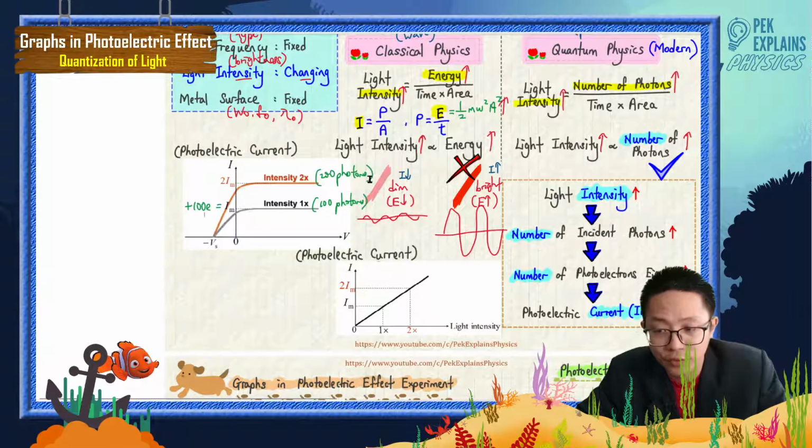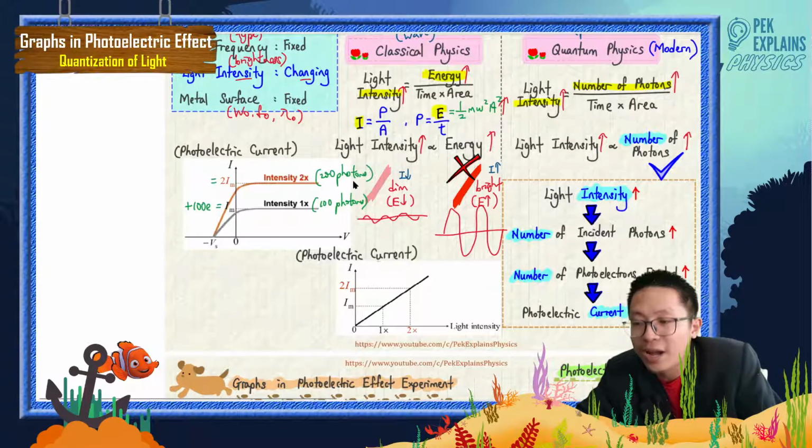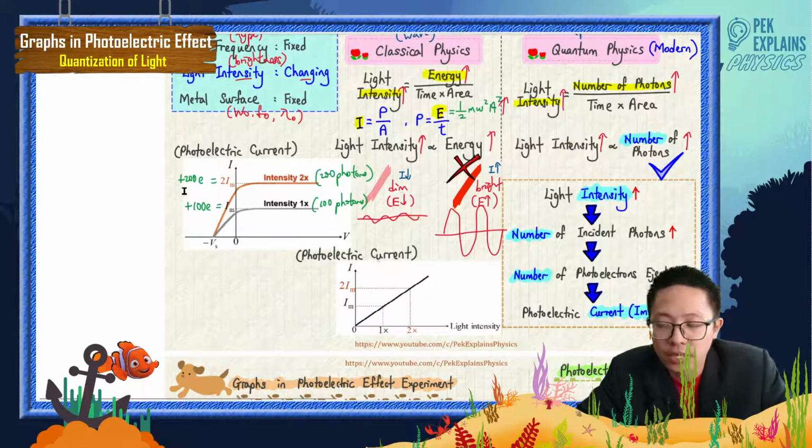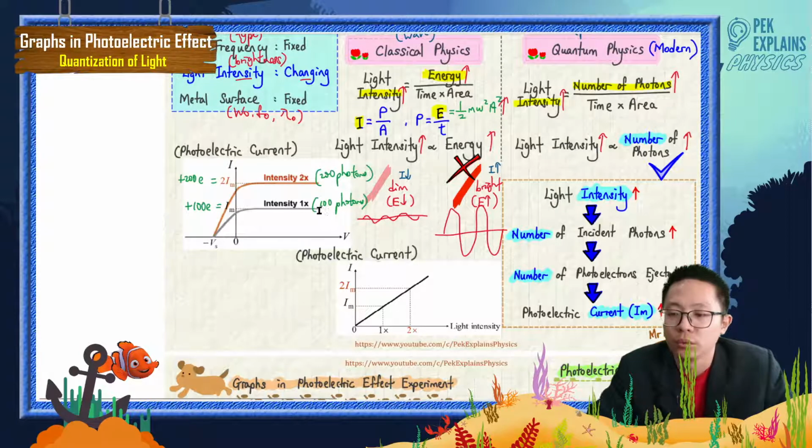But with 200 photons, 2 times the intensity, it can eject 200 electrons. That means 200 electrons flowing in the circuit, 2 times the current, 2 times the saturation current. 100 photons eject 100 electrons, 200 photons eject 200 electrons, so the saturation current doubles. You double the intensity, you will also double the saturation current.